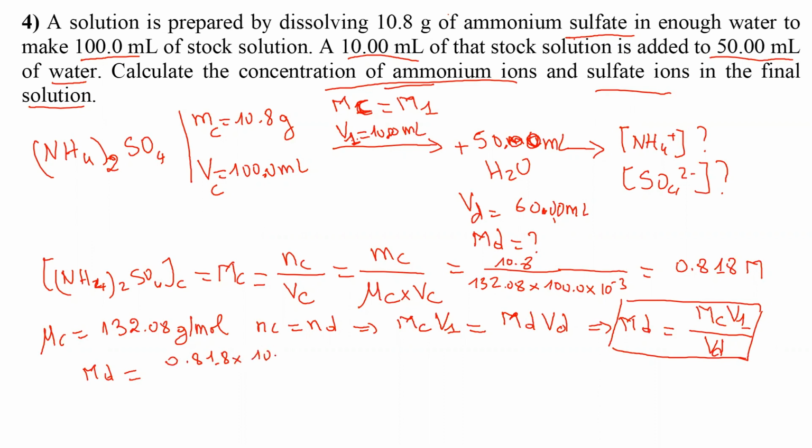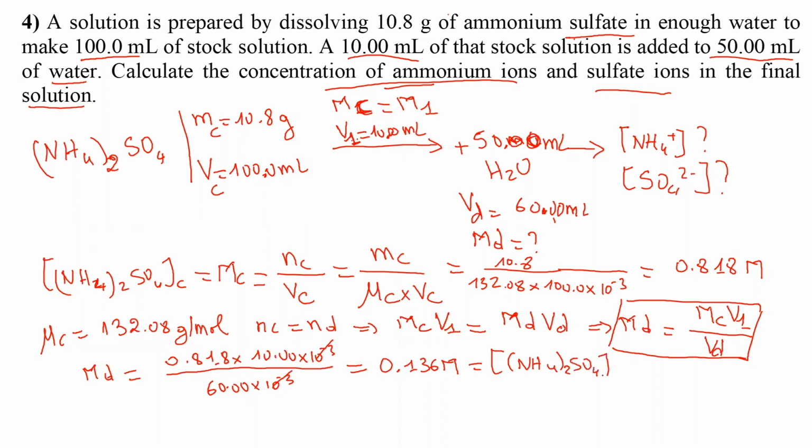So 10.00 times 10 to the power minus 3 in liter, divided by the volume of the diluted solution, which is 60 ml, 60.00 times 10 to the power minus 3. So this one, they cancel out. So the concentration of ammonium sulfate in the diluted solution is equal to 0.136 mole.